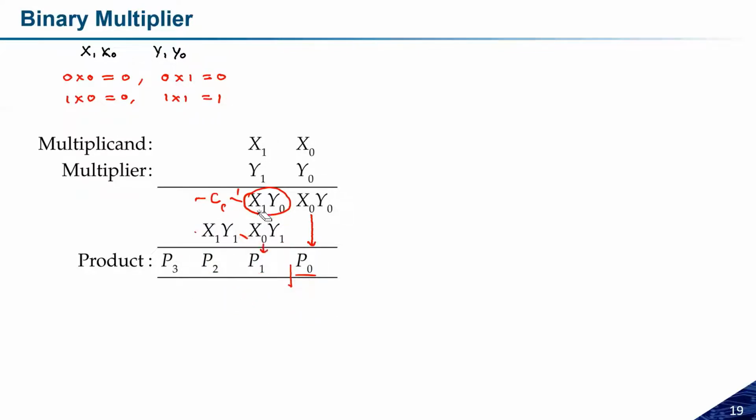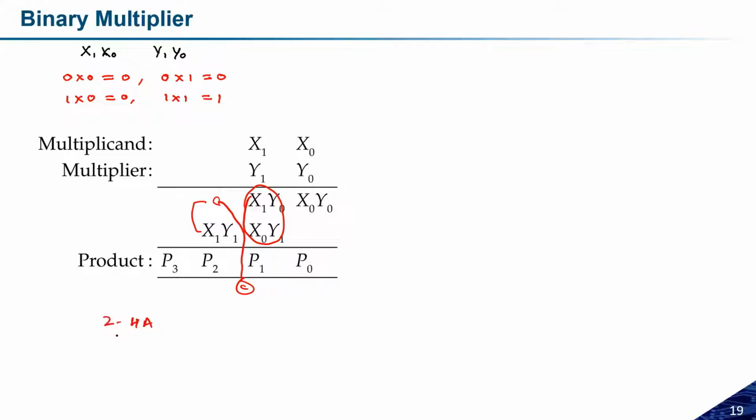Now let us try to see how many logic circuits are needed. As of now we saw we need two half adders. One half adder for this purpose, and the second half adder for the carry which was forwarded from here, to add this number. So two half adders are needed.